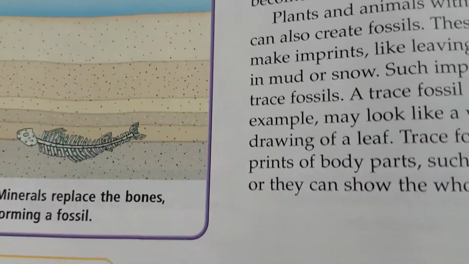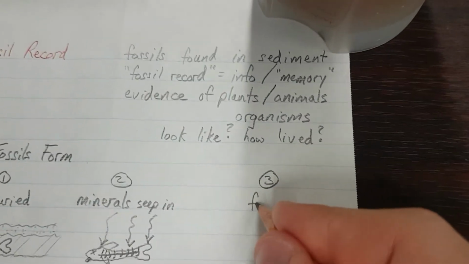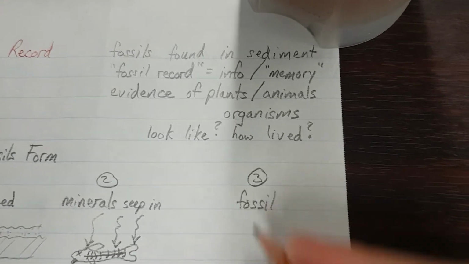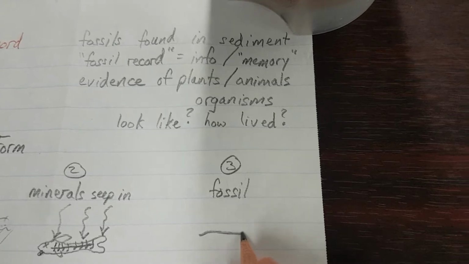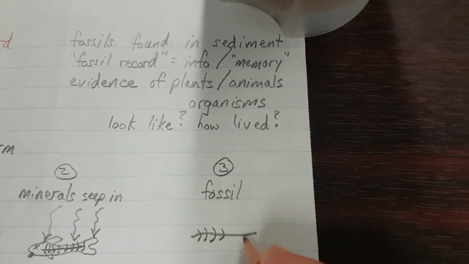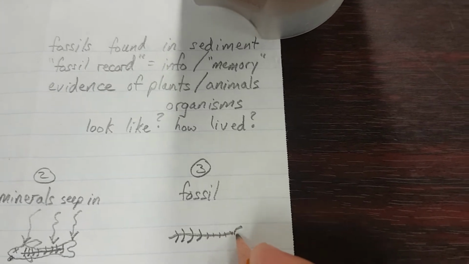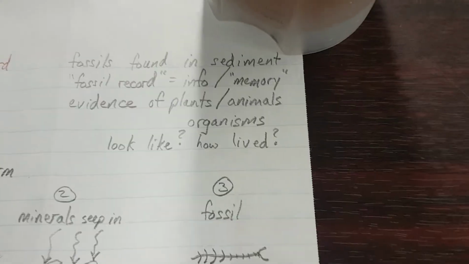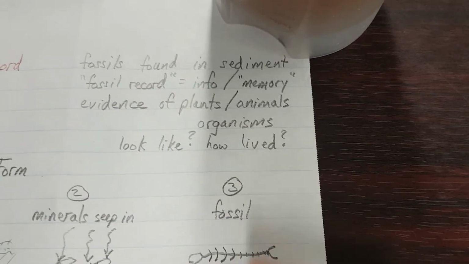Now, number 3, minerals replace the bones, forming a fossil. So for number 3, let's say fossil, F-O-S-S-I-L, and let's only draw the bone. So here's like the backbone, here's the rib bones, and the bones get tinier and smaller as they go towards the tail, and maybe there's a tailbone and there's a tailbone. And then let's draw like a head bone with a hole for where the eye was.